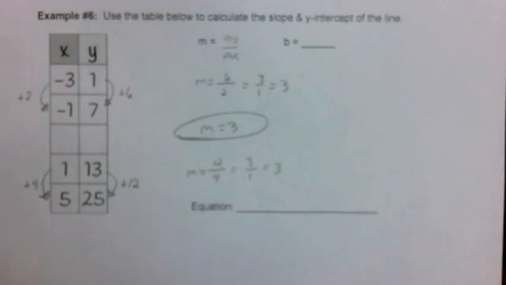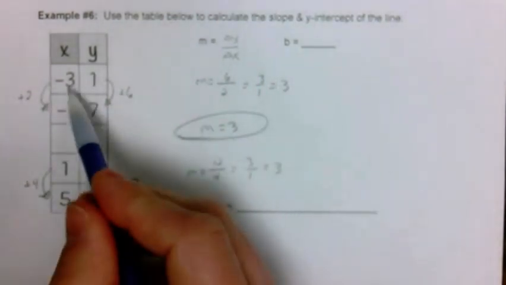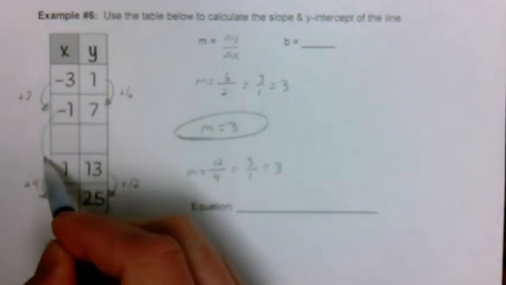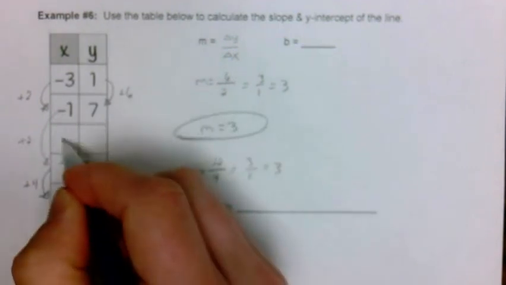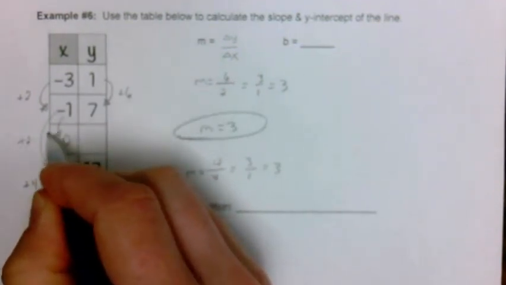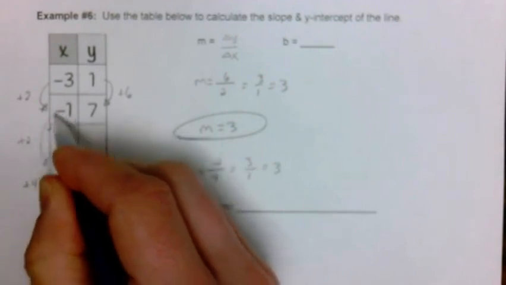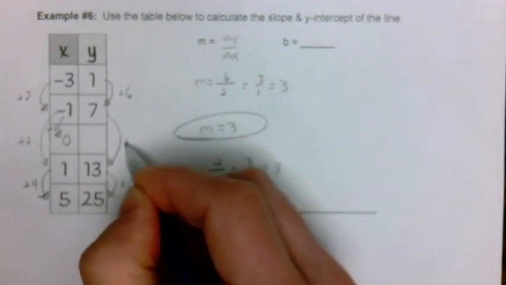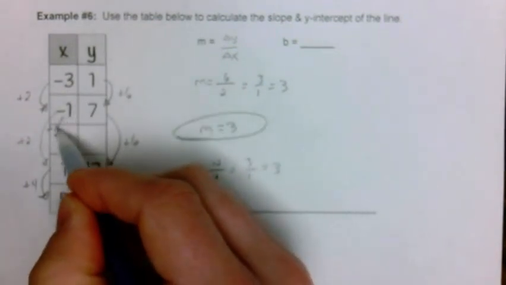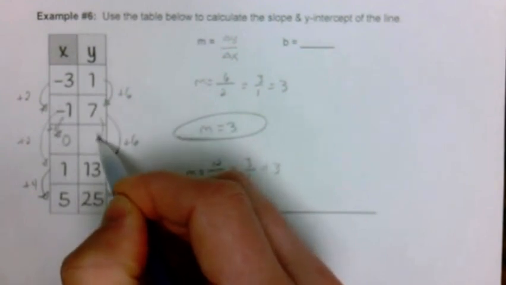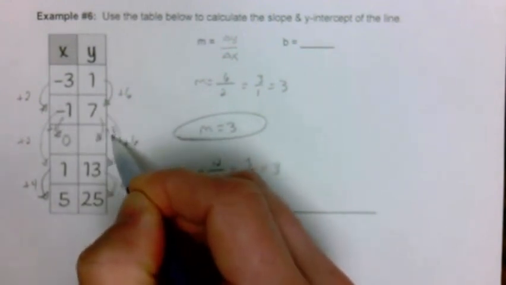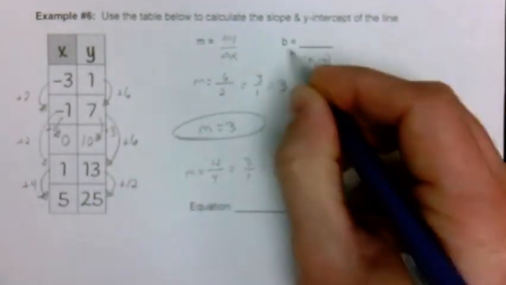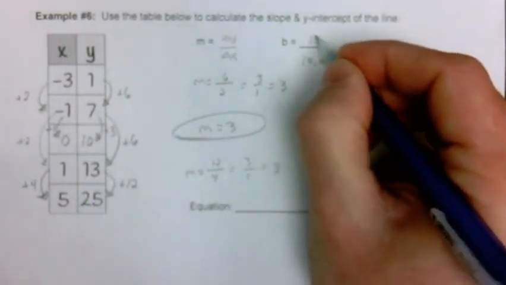Now I need my y-intercept. Here I went from -3 to -1. From -1 to 1, I would have to add 2, but I want to go to 0. From -1 to 0, I have to add 1, which is half of this change right here. Well, from 7 to 13, I add 6. So since I did half the change here, I'm going to do half that change here. Half of 6, I'm going to add 3. 7 plus 3 is 10. So 0 comma 10 is going to be the location of the y-intercept, which means that b is 10.